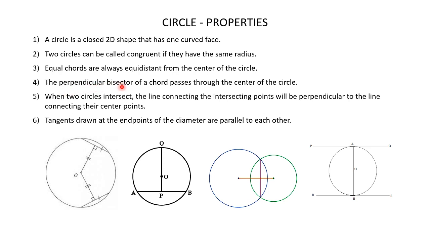The perpendicular bisector of a chord passes through the center of the circle. Now look at this diagram. Here AB is the chord and PQ is the perpendicular bisector of the chord AB. Now as you can see here, the perpendicular bisector of the chord passes through the center of the circle O.